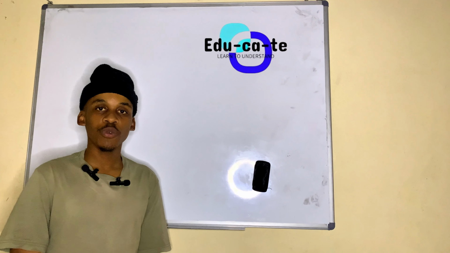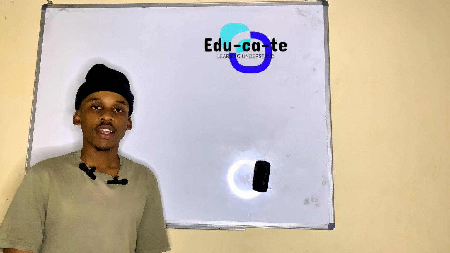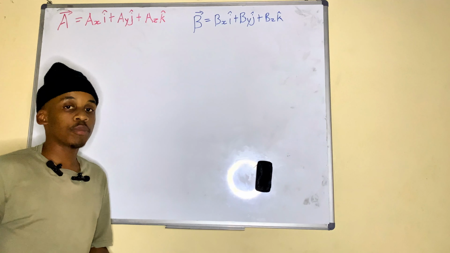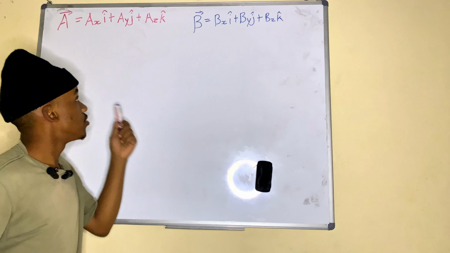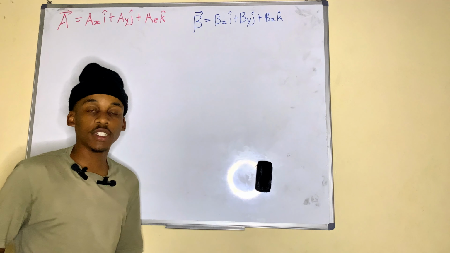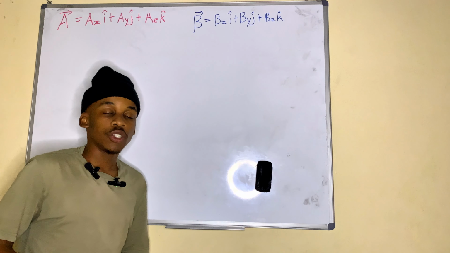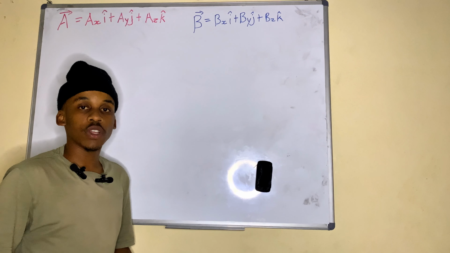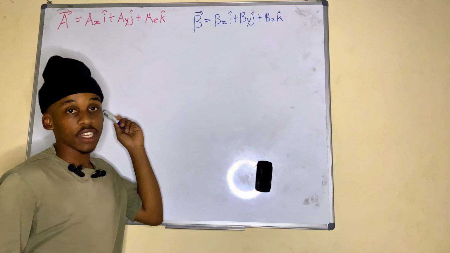In today's video we will be covering the dot product, the properties of the dot product, and we'll do some practice problems. Suppose that we have two vectors, vector A and vector B, written in their component form. We will now find the scalar, or the dot product, also known as the scalar product of vector A and vector B.